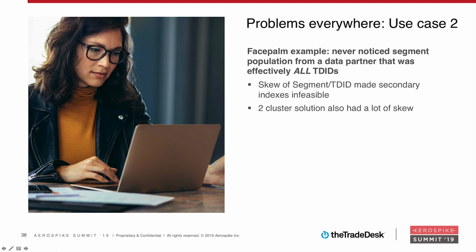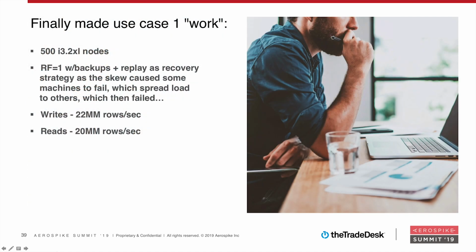So we considered things like a 2-cluster solution. Let's do the TDID store one way, the other store the other way. Maybe we just end up with 2 clusters. But we did make it work. We did make the use case 1 work. Came out with 500 i3-2XLs, I think is what we ended up at.